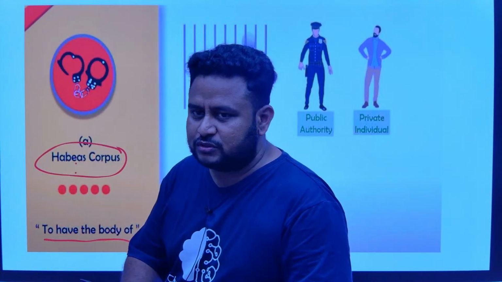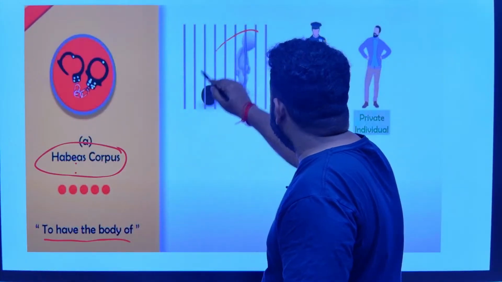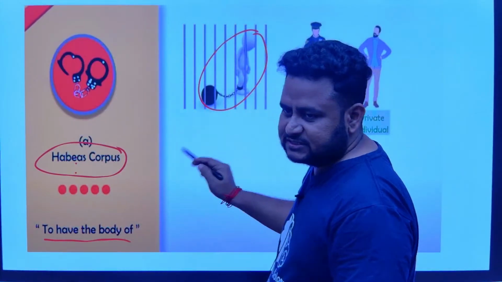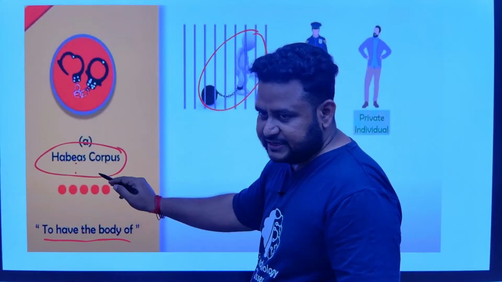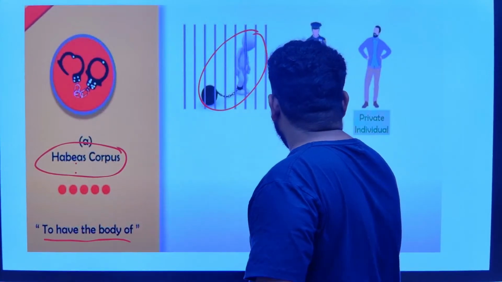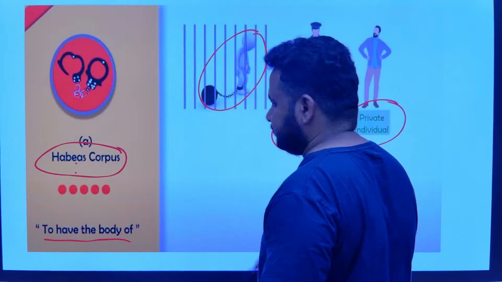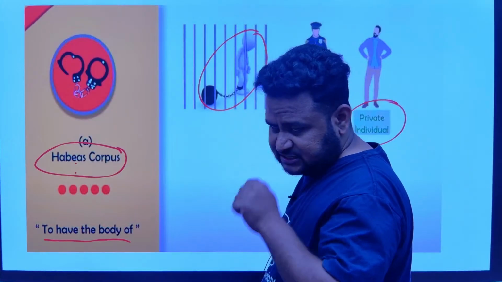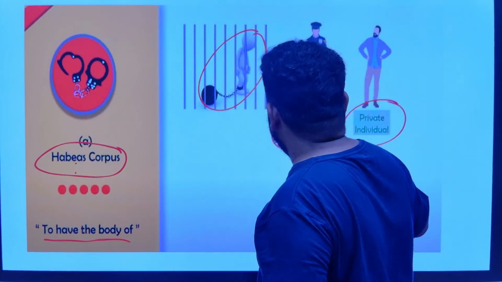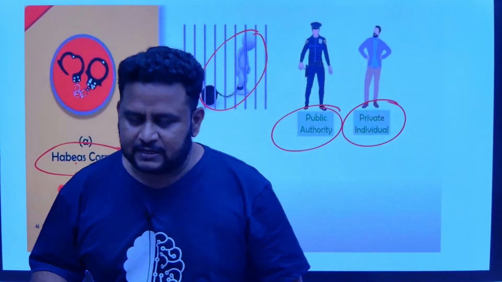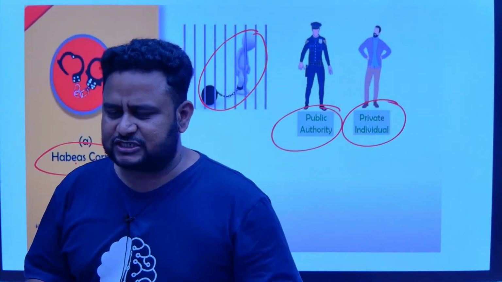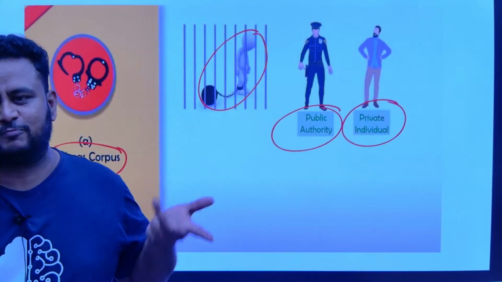When is this issued? Suppose a person is arrested. This writ can be issued against a public authority and also a private individual. Public authority means the government or the state, which in general we call the police. Correct?